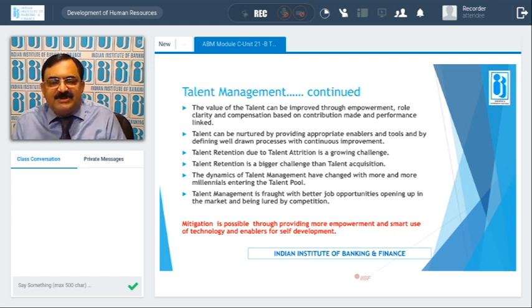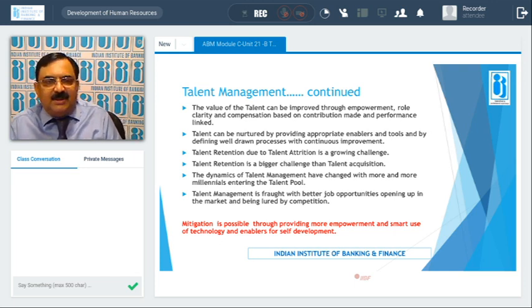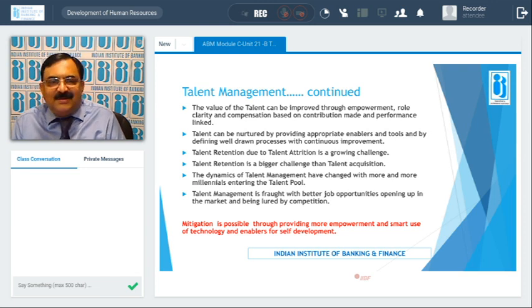And the more they do it first time right, there is a cost optimization and also a motivation that they can do much better. So appropriate enablers and tools, and by also defining well-known, well-drawn processes with continuous improvement. The objective is to make a better first time right as compared to what is known as a not first time right, which can really drag the entire energy of the particular performance.